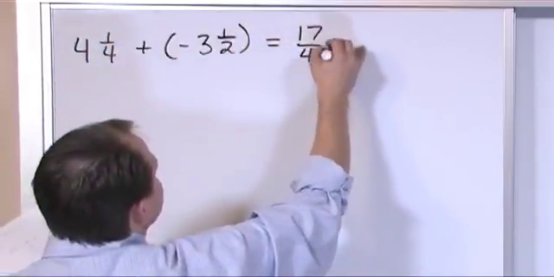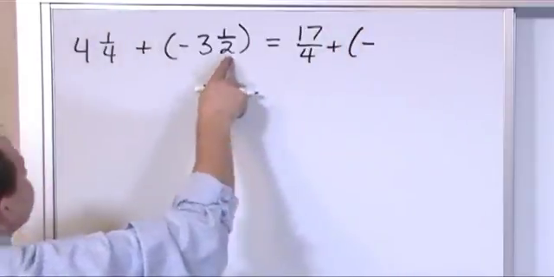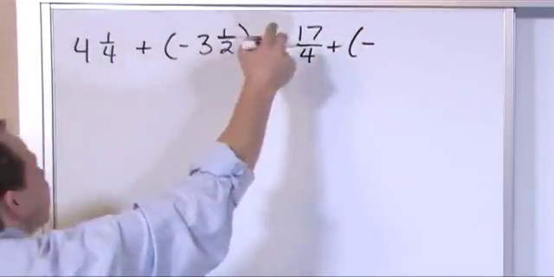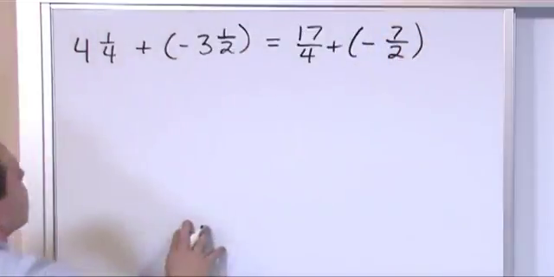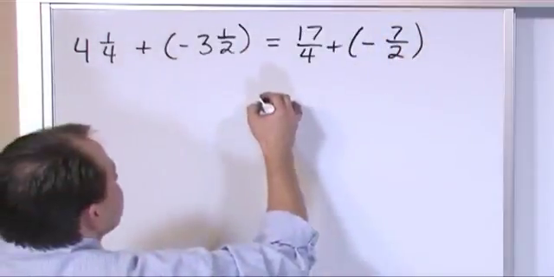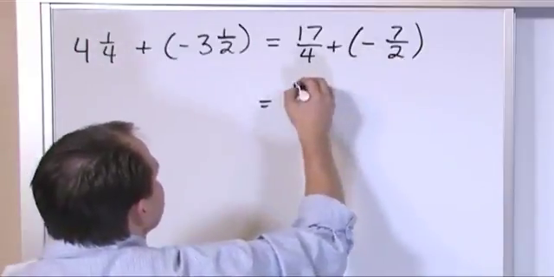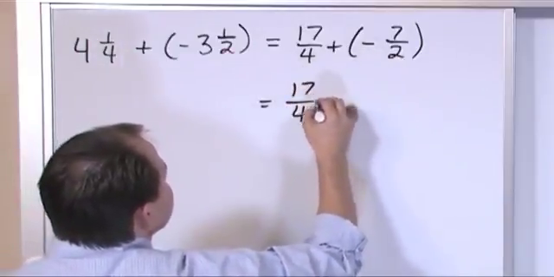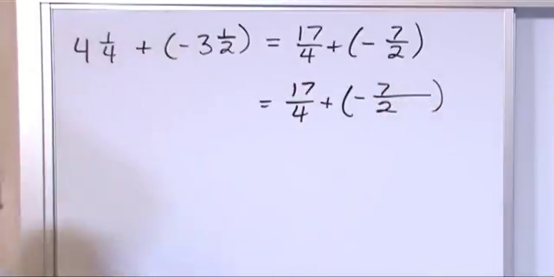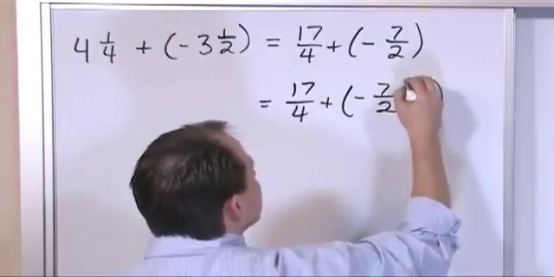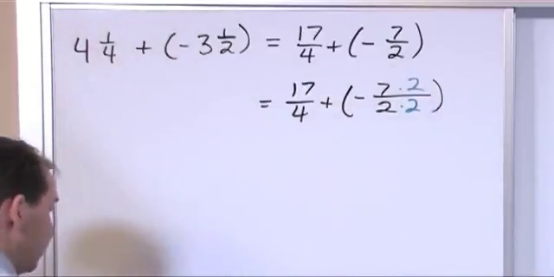17 over 4 plus negative 2 times 3 is 6, plus 1 is 7 over 2. 7/2. And so I'm looking at this and I see 2 and 4. So I'm going to basically have to mess around with the second fraction, but luckily I have 2 and 4. So I know I can multiply this by 2 and by 2, and I'll get exactly what I'm looking for.